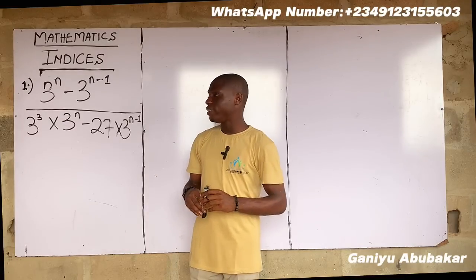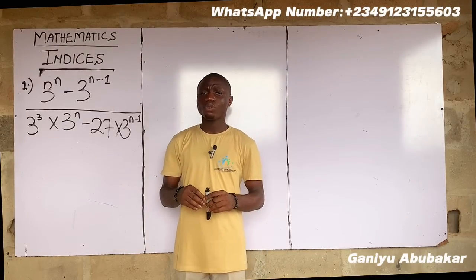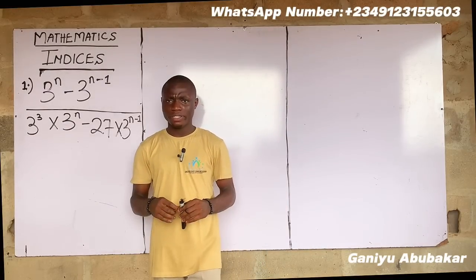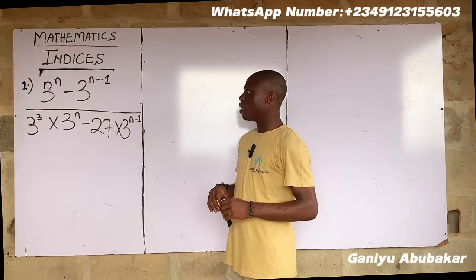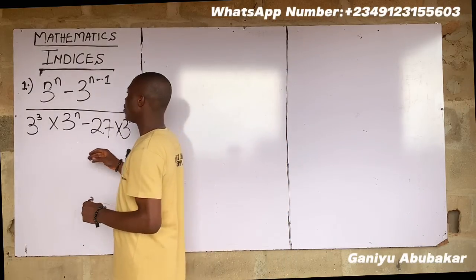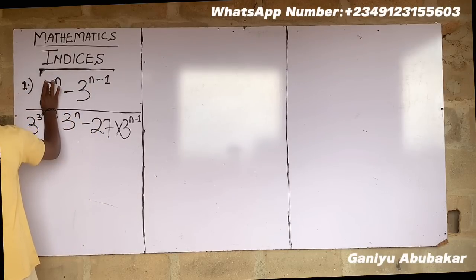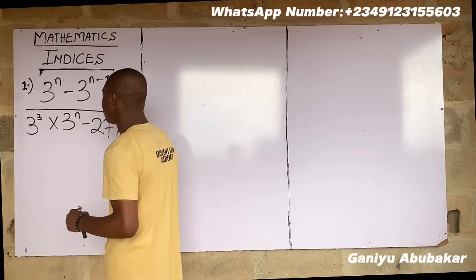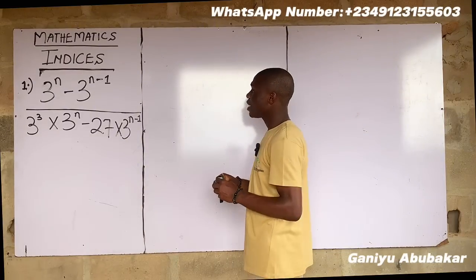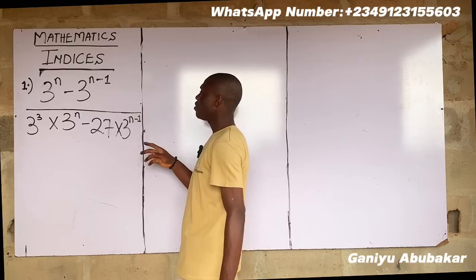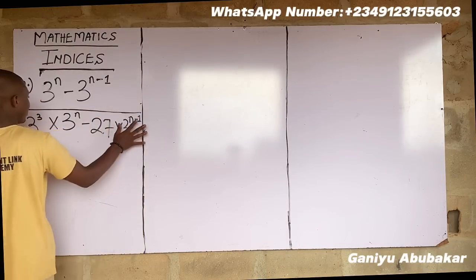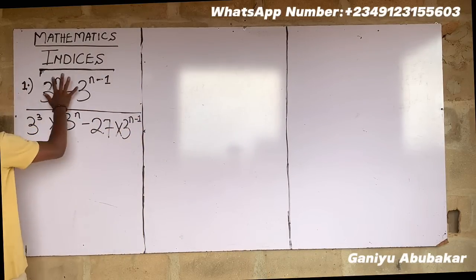All right, let's look at yet another example on how to solve problems on indices. Let's look at this example here in front of us. How do we possibly simplify or perhaps evaluate this problem here? My task now is that I'll try to factorize 3^n here. Of course, I have 3 to the power n common, as you can see that it is common in everything here.